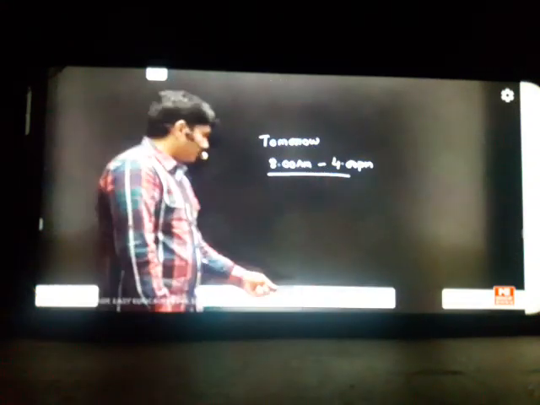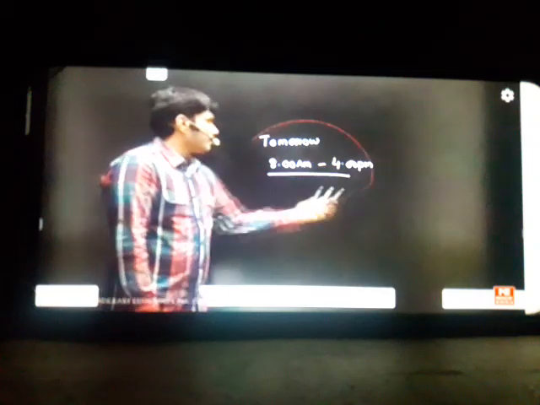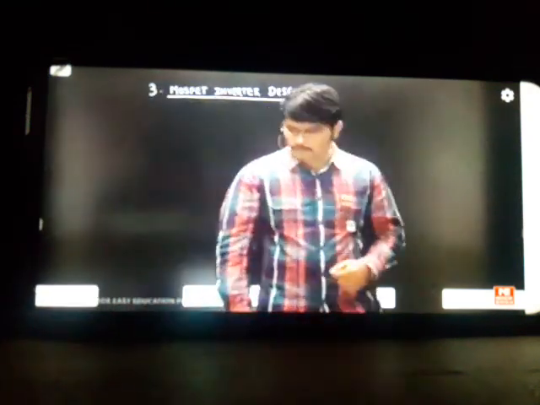So let us start our concept now. Keep the heading, topic number 3 we are entering. That is called MOSFET inverter design. This is the last topic of my MOSFET class.